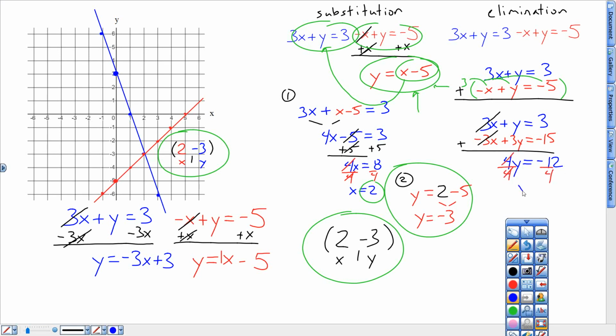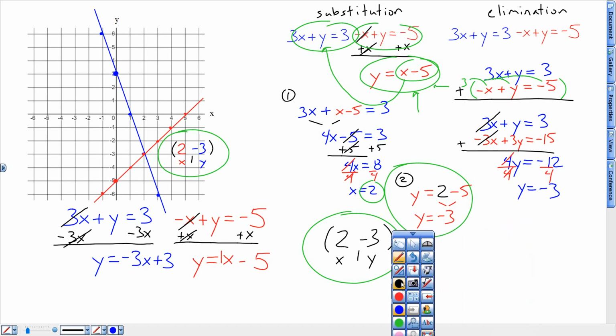Remember, y is negative 3. I know x is 2, but don't be lazy to get full credit. Support your work. So here I go. Y is negative 3. One more step to support my work. For elimination, you got to stack them and do an adjustment. Eliminate one of the variables. And then the last step, always plugging back in and supporting your answer for x.